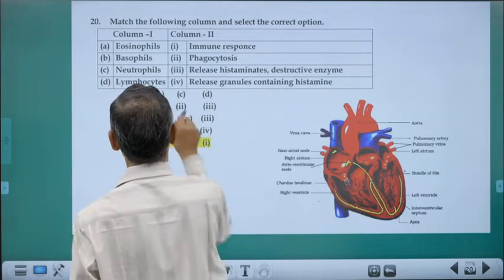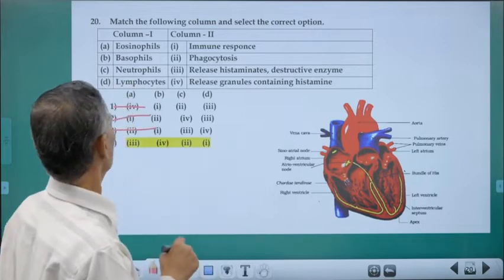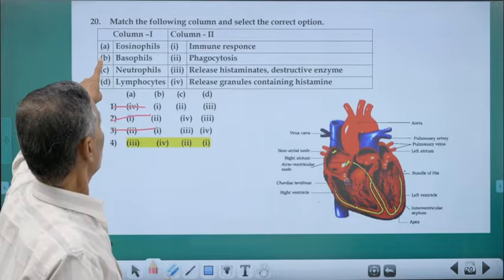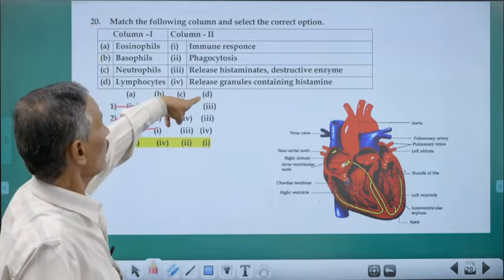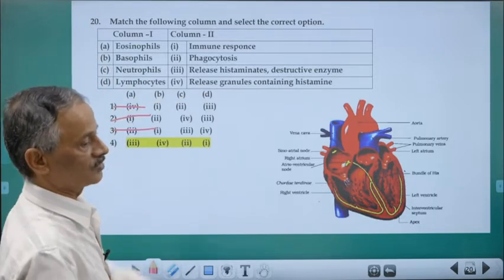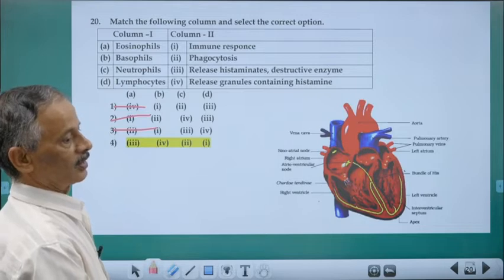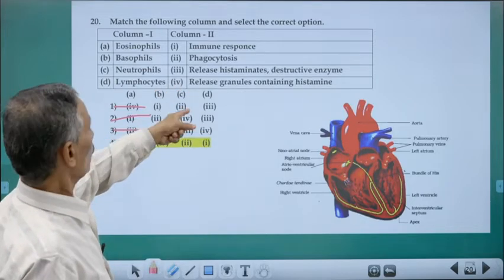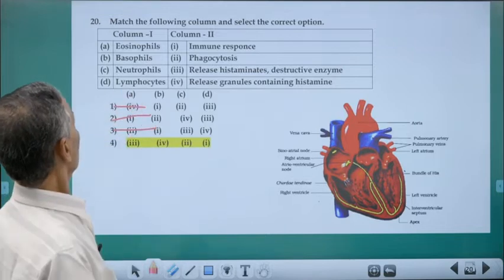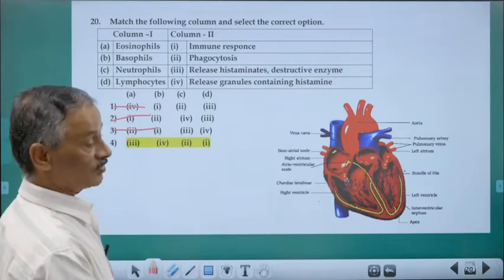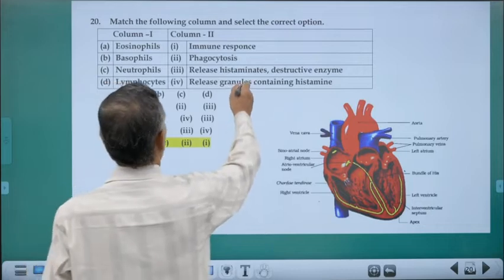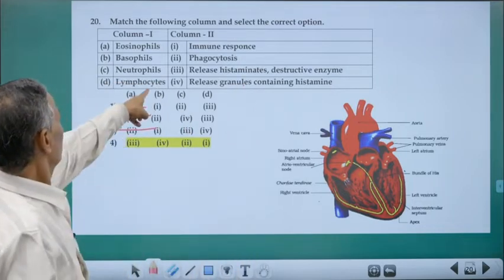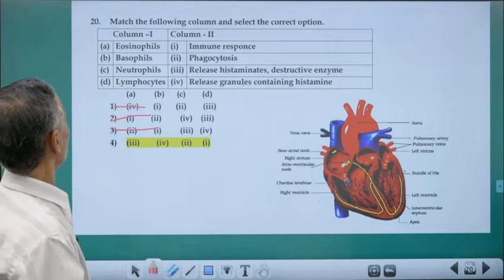You eliminated all of this. Okay, we will pass through. Even if you don't know this answer, let us see. Basophils, that is responsible for the release of granules containing histamines. So, histamine, serotonin, etc. are released by the basophil. That is given in our book. So, B is for this, and again, only one option, again it is confirmed.